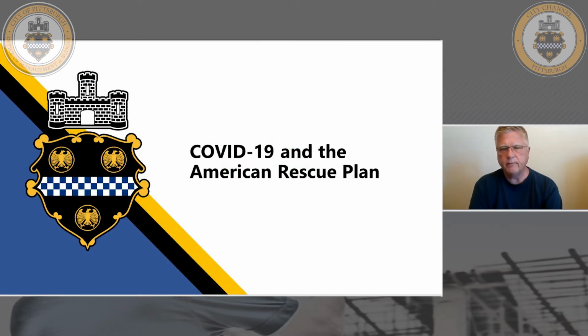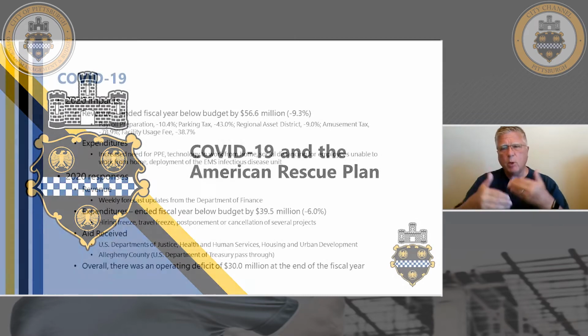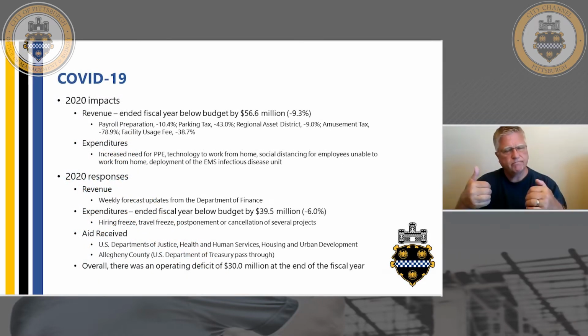So I want to take a second to think about COVID-19 and the American Rescue Plan. These are situations that are inherently going to influence the 2022 budget process, but they are separate processes in themselves. So last year, with COVID, there were major impacts. For revenue, we ended the fiscal year below budget by $56.6 million. The biggest tax categories hit were payroll prep, parking, the regional asset district county tax that we receive a portion of, and the amusement tax and facility usage fee.